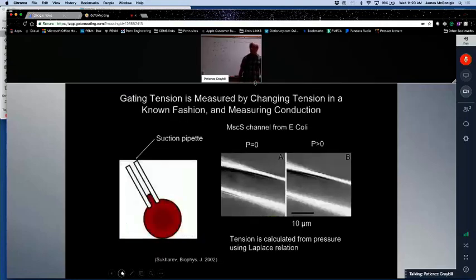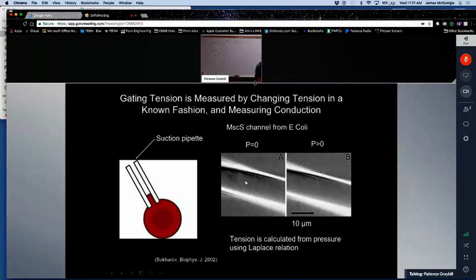And so this is the kind of experiment that's done. You take a cell, and you suck on it with a suction pipette, and that changes the tension in the membrane. We saw before that when you change the pressure, that changes the tension, and that's what's being done here.